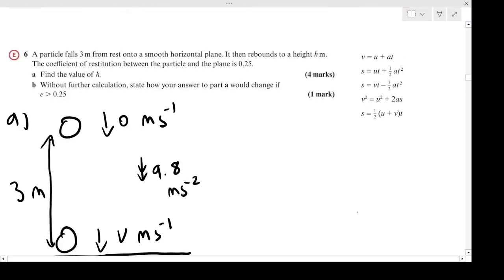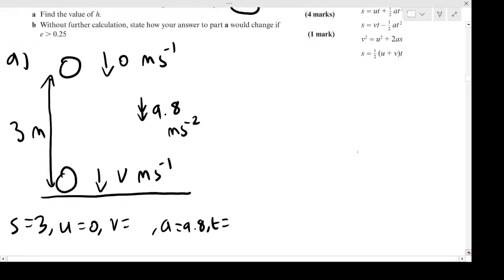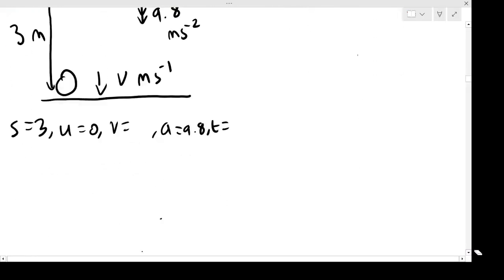Why? Because the question involves restitution. And what does restitution involve? It involves speed. So we're going to need to work out the speed here to use that. So we don't care about t, so v here.